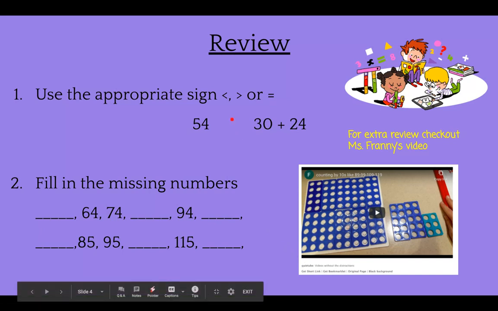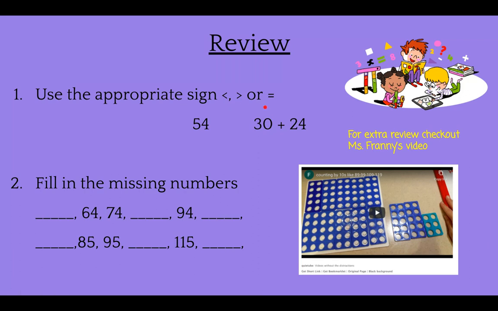Here's a review practice for you. Use the appropriate sign, greater than, less than, or equal to solve this problem here. So we have 54, greater than, less than, or equal to 30 plus 24. If I was going to add these 2 numbers together, I would have 30, 3 tens, plus 24, 2 tens and 4 ones. So I know together that makes 5 tens and 4 ones. So I know that my answer would be, yes, equal to 54.